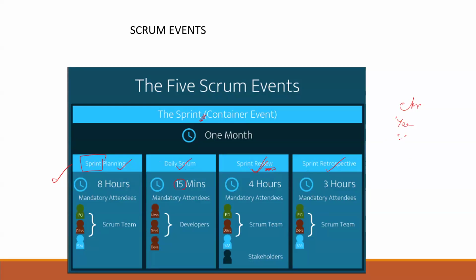You have so many other festivals, Sankranti or Pongal, whatnot, and other things coming up. So if you take the winter season, it's a container event for all the other events, right? A sprint is something where all other events happen in that particular time.